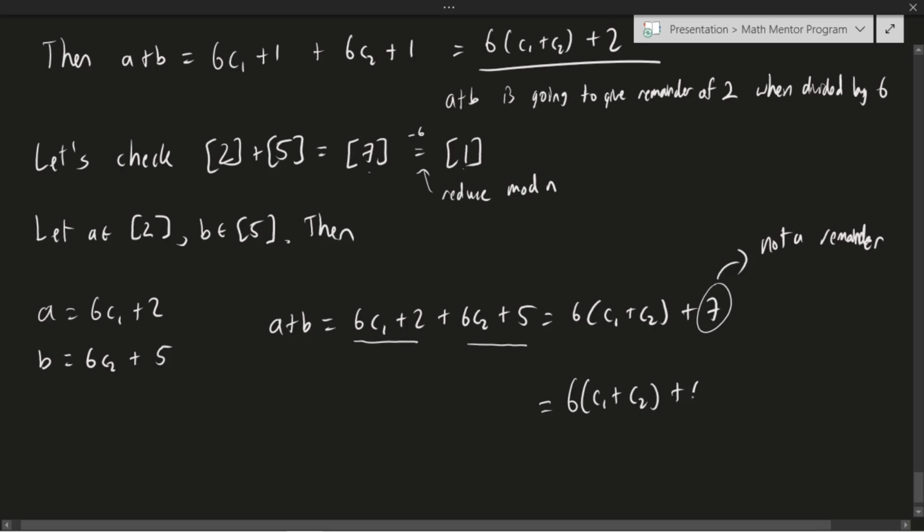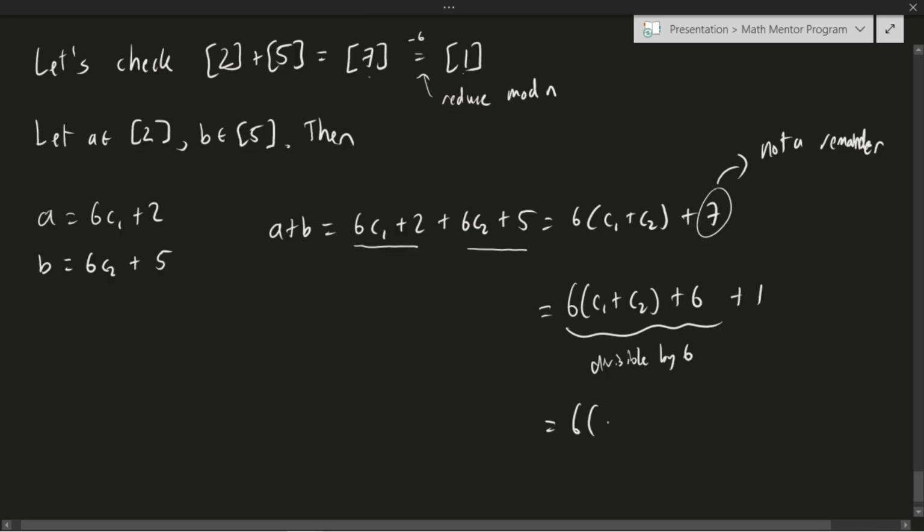It's not too hard to see that we can pull out another 6. Let me just write explicitly, right? So all this stuff is divisible by 6. And then I can factor even further by writing 6 times (c1 plus c2 plus 1), and then add 1. And now I see that this is the remainder of 1. Right? So whatever elements A and B are, if I know that they are in the class of 2 and the class of 5, then I know that their sum has to be something in the class of 1, because when I did the operation here, I got something whose remainder was 1 when you divide it by 6. Okay? So that concludes everything I wanted to say about these groups of integers mod n.